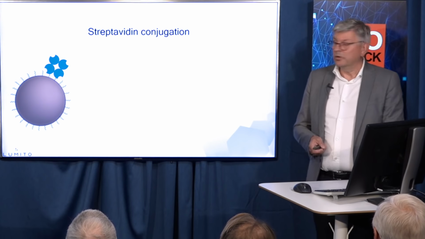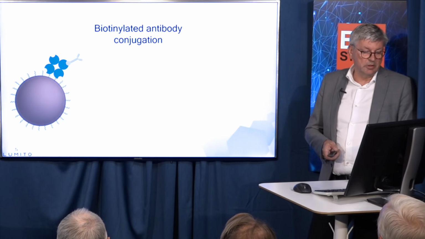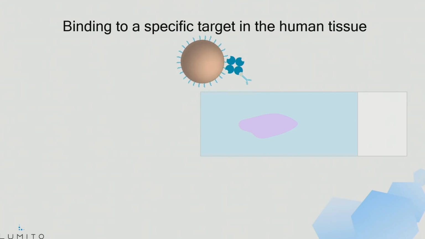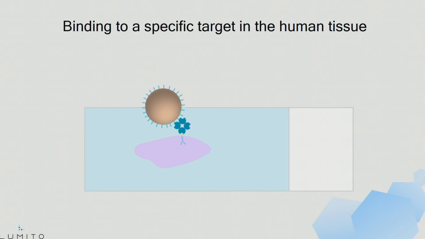So what is it we are doing that is specific? We have these nanoparticles, and this is a very general description of this. We put, for instance, biotinylated antibodies on it. Those antibodies stick to the antigen we are looking for in the tissue sample. And therefore we have nanoparticles stuck to exactly what we are looking for.